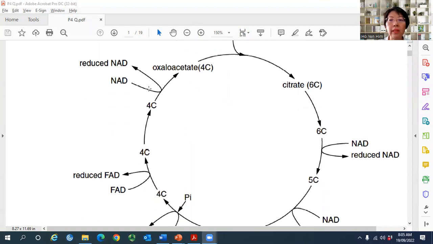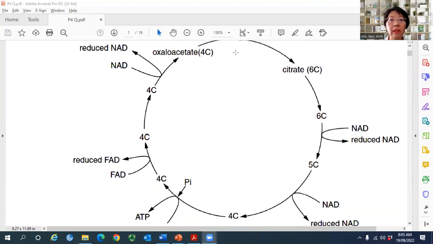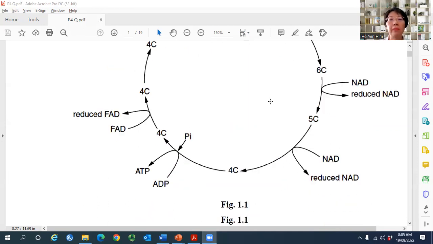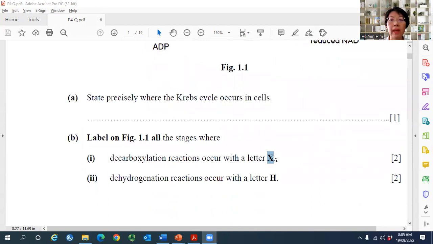So the next one you can see from 6C to 5C here. Also label this as X. And then from 5C to become 4C, this one labeled as X because decarboxylation means every time you remove 1 carbon. So altogether there are 3. Any one mistake will be minus 1 mark. Okay, so there should be 3X, but every one mistake minus 1 mark.